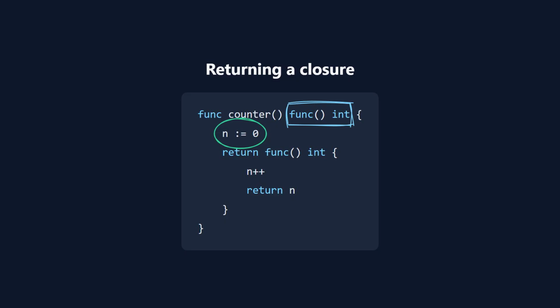But it is not gone. The closure is still holding it, so it stays alive. Go noticed that n outlives the function it was declared in, and quietly moved it from the stack to the heap for you. No manual memory management. No dangling pointer. It simply works, and the garbage collector cleans it up when the closure itself is finished with.